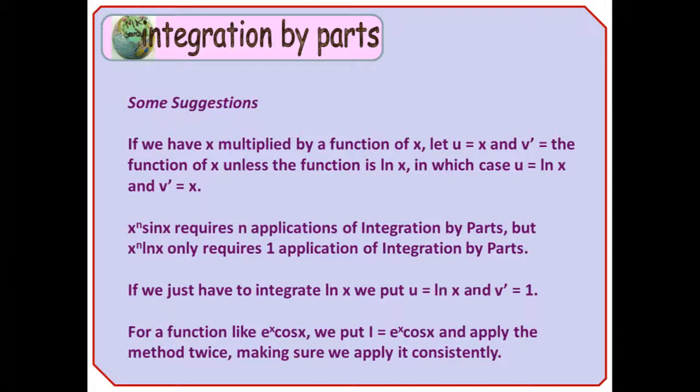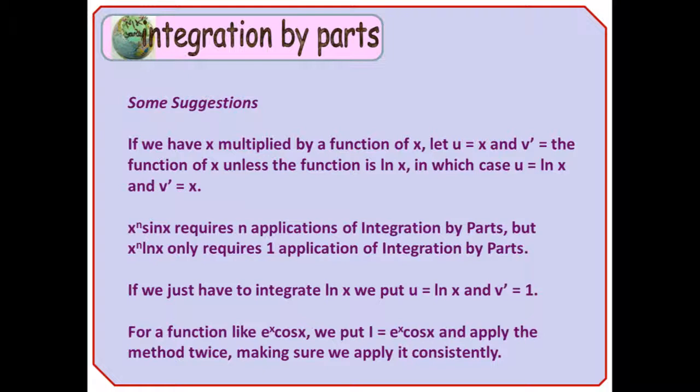Before embarking on a catalogue of examples, I would like to offer some suggestions to make our journey less bumpy. Suggestion number 1. If we have x multiplied by a function of x, let u equal x and v dash the function of x, unless the function is ln x, in which case u equals ln x and v dash equals x. Note that x to the n sin x will require n applications of integration by parts, but x to the n ln x only requires one application.